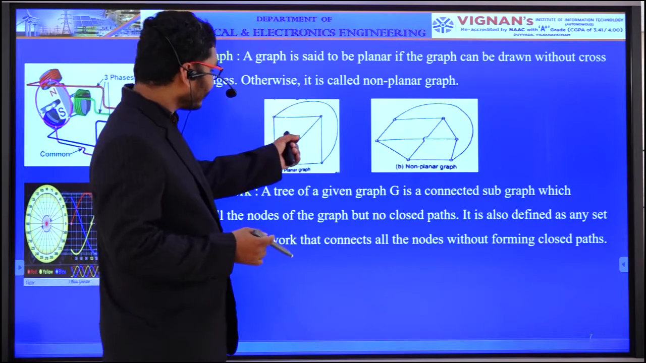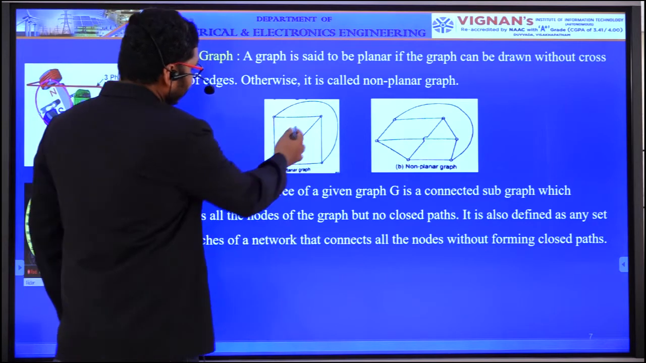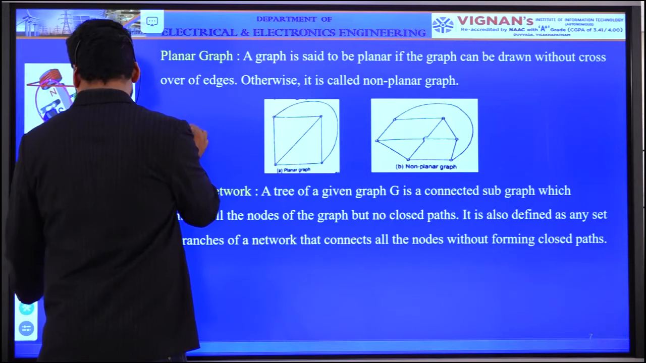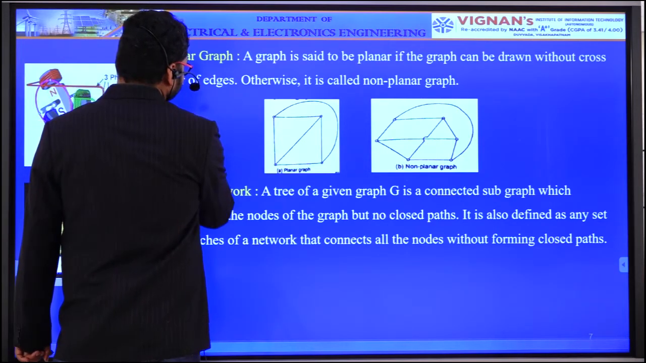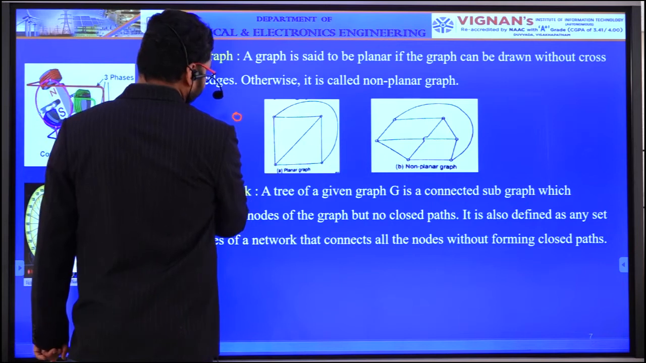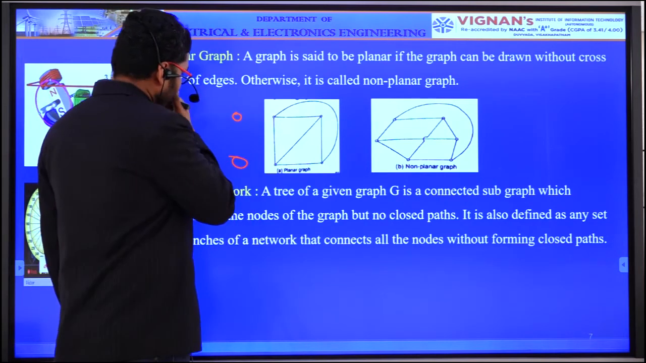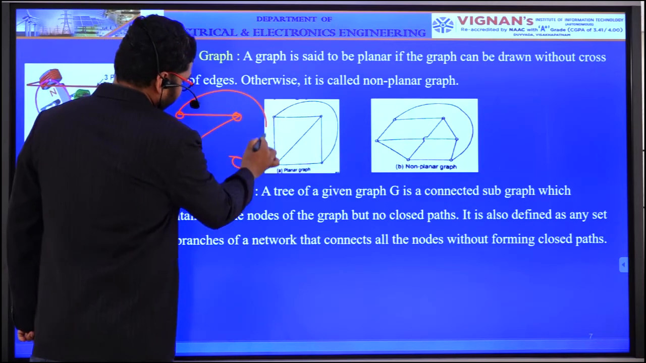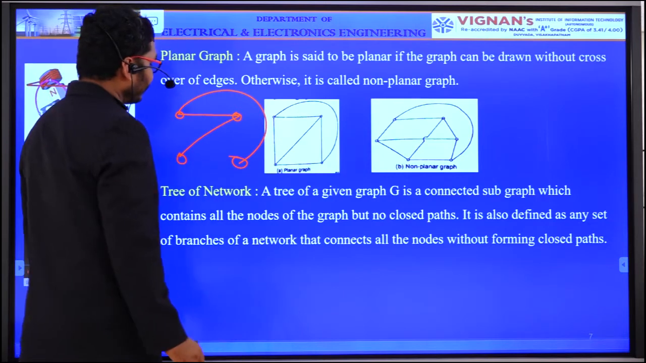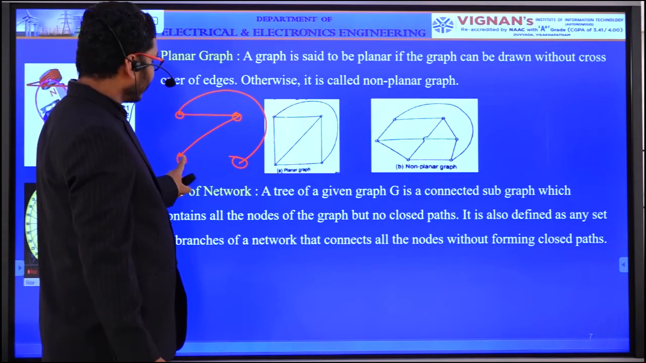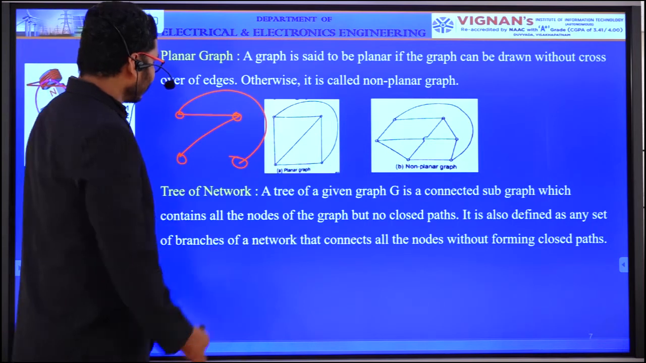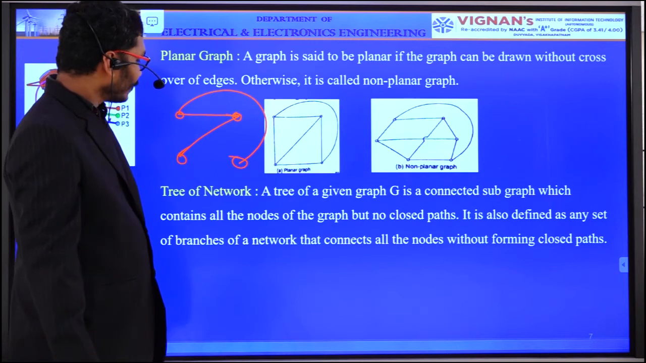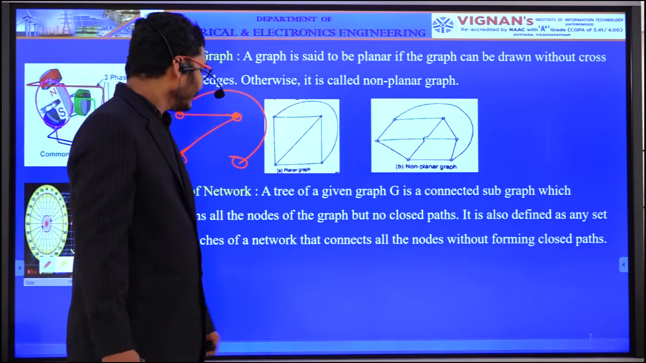Suppose I want to draw for this. Here it is. So I should cover all the nodes, but it should not have closed paths. If you see here, I have connected all the nodes, right? Here to here I have connected, here to here I have connected. Is there any closed path? No, there is no closed path. This we will call the tree.